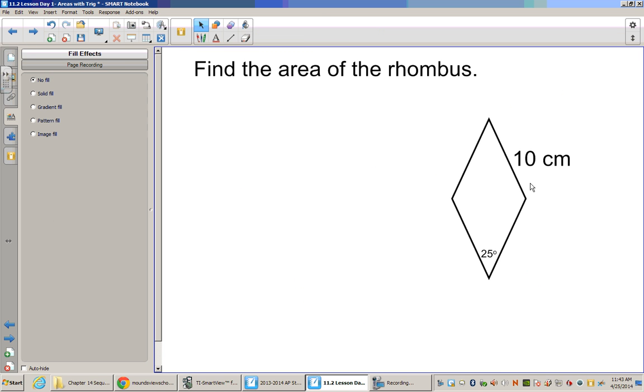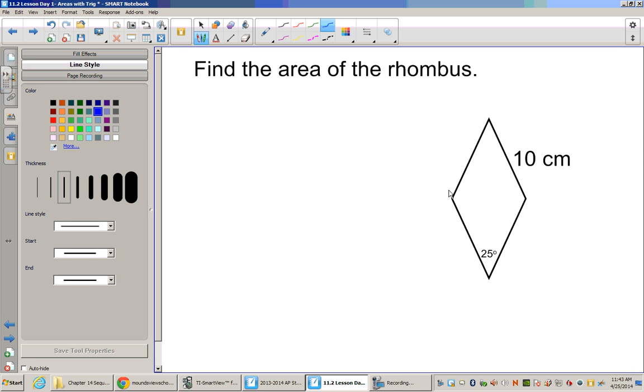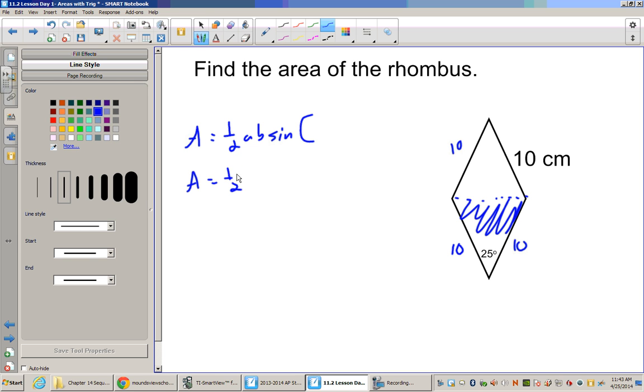In this situation, we have a rhombus, and we know one angle is 25. Now, all sides are going to be 10. So what I could do is divide this into two triangles and find the area of this first and then double it. We know the area is equal to 1/2 AB sine of C. And now if both sides are 10, it would be 10 times 10 times the sine of the angle in between, which is 25.